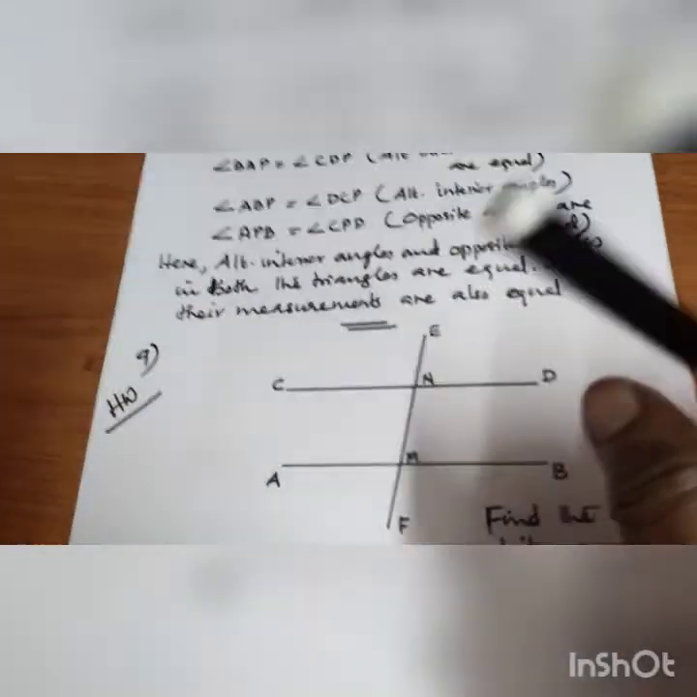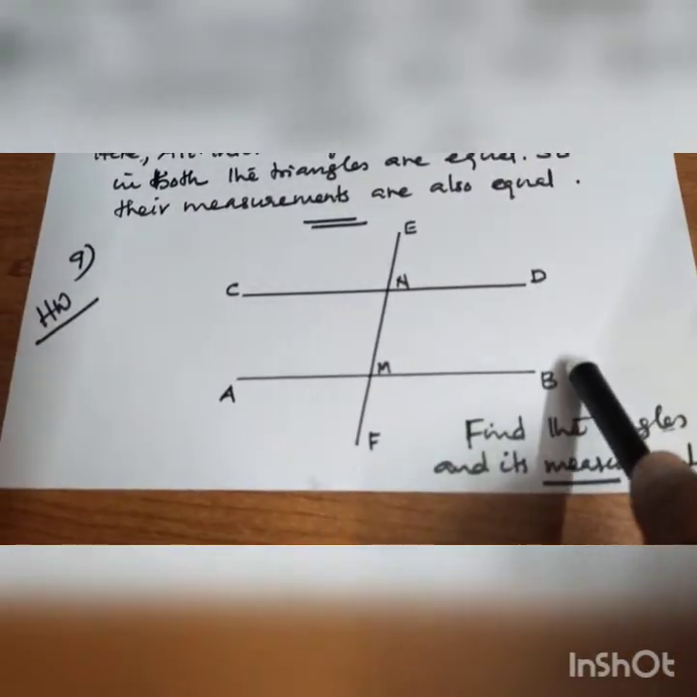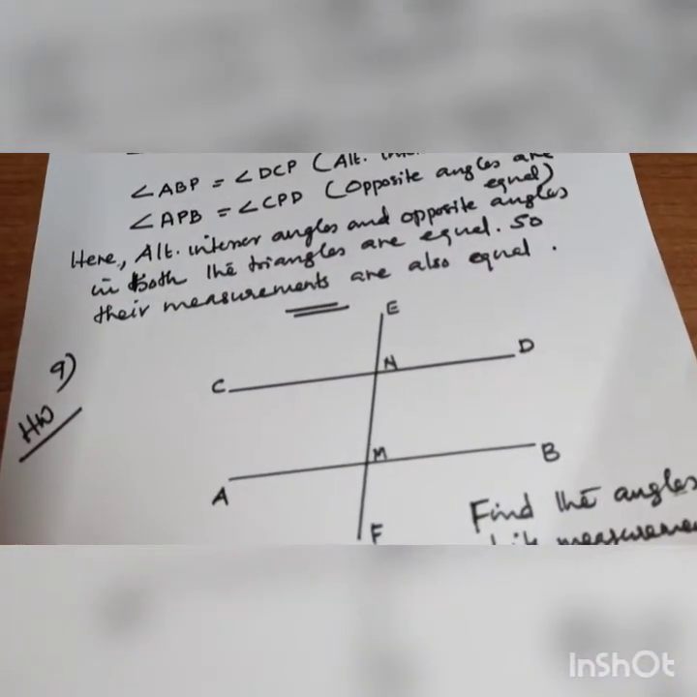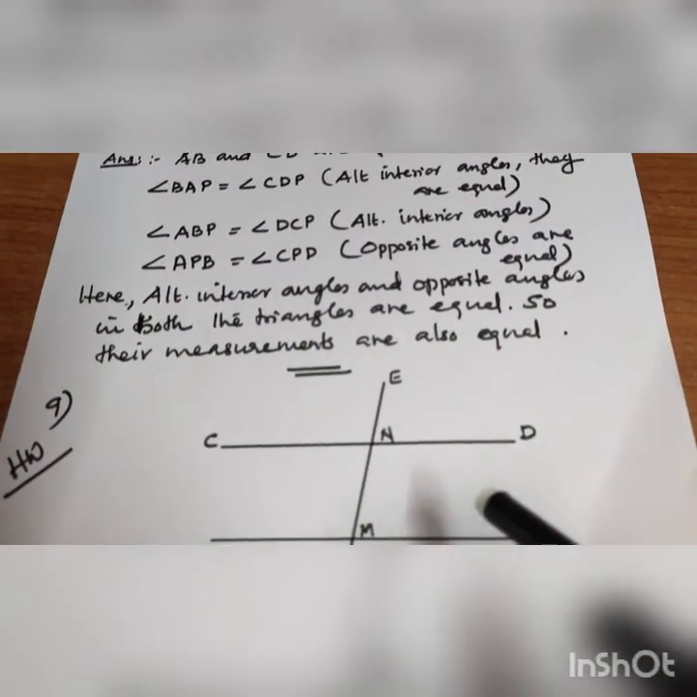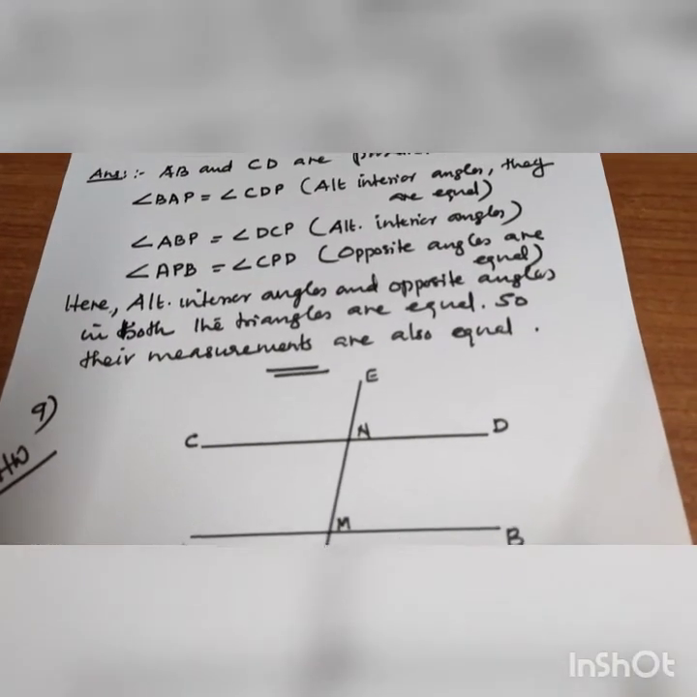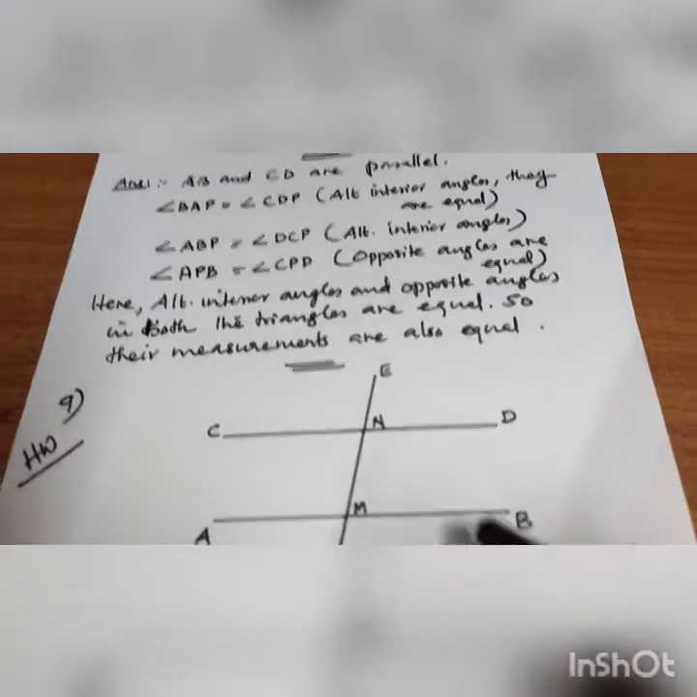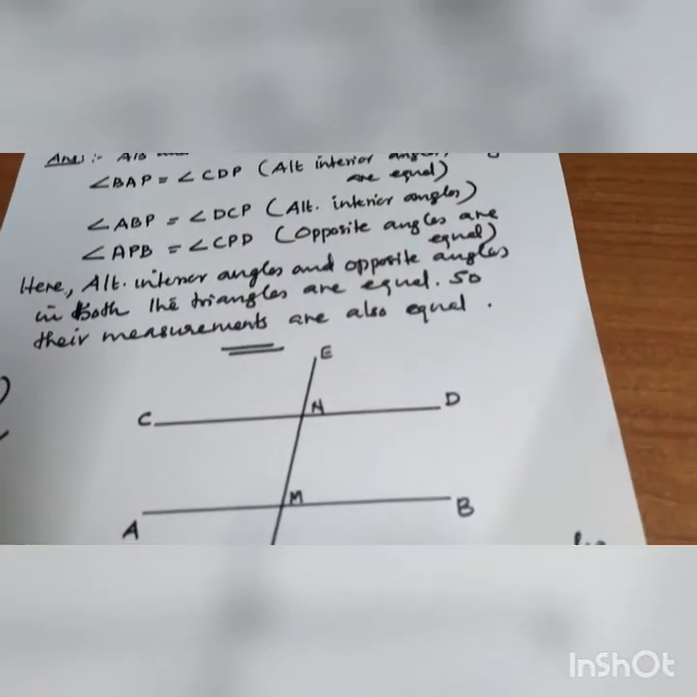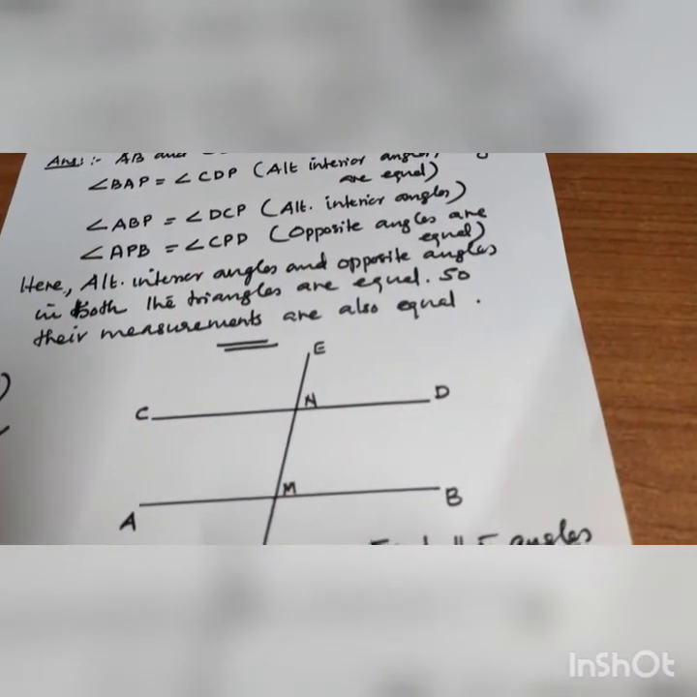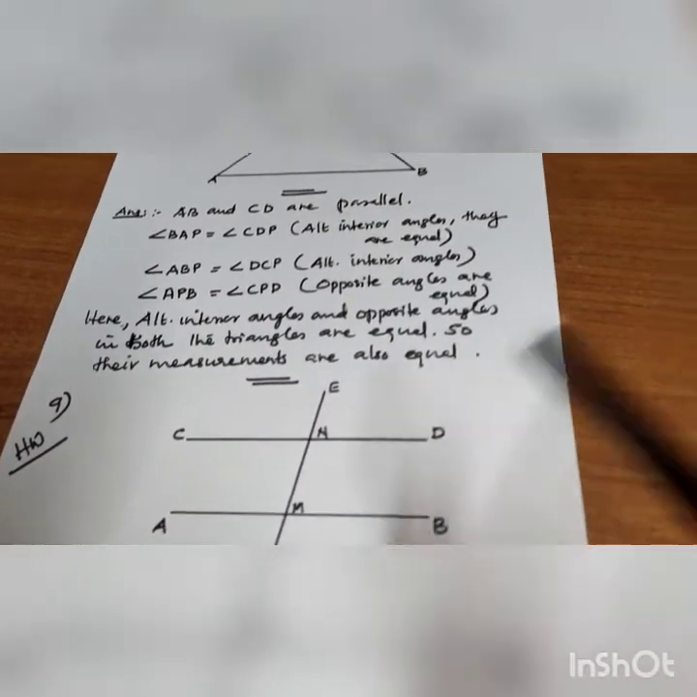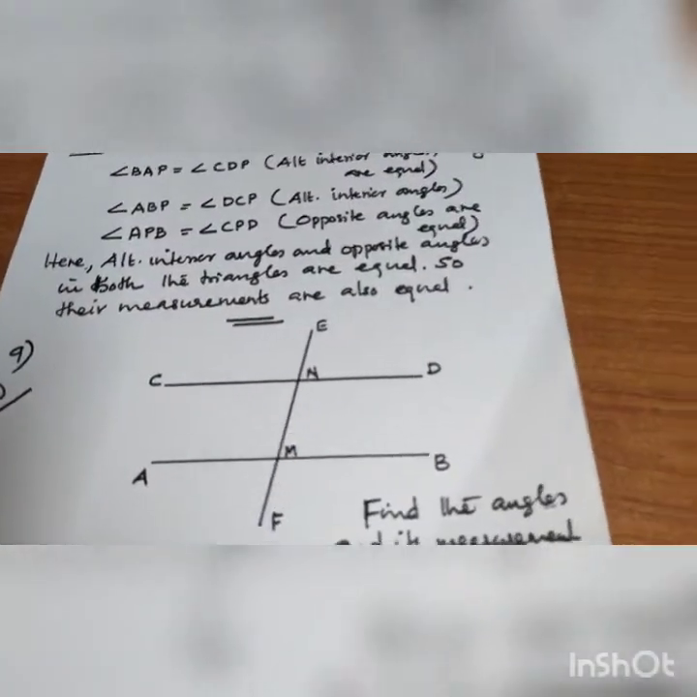Then the last problem, the 9th problem, is homework for you. Here, draw a line AB and draw a parallel line CD which is parallel to AB, and draw a line EF which cuts the pair of parallel lines. We get 8 angles. Find the angles and their measurements like this.